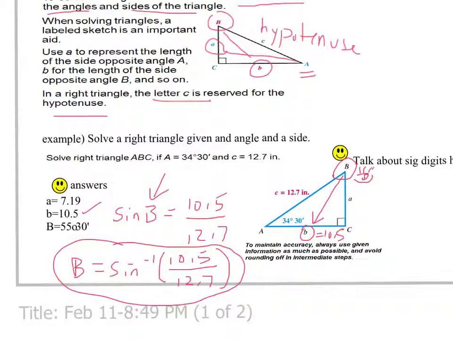Okay, so I just did that on my calculator, and I got B is equal to 55.76852299 degrees. But the problem is, we want to figure out the minutes on that, right? So you remember how to do that. So then you're going to take the decimal portion of it, 0.768522299, and multiply that by 60.